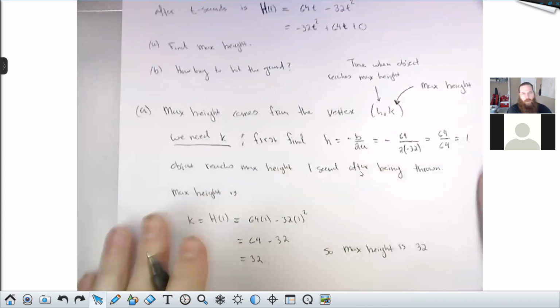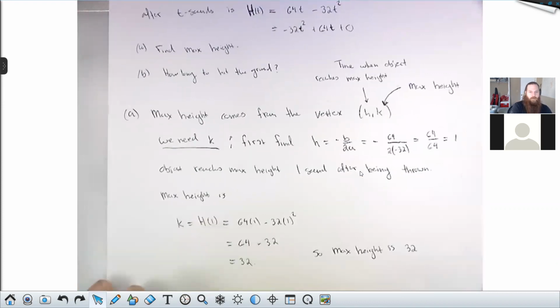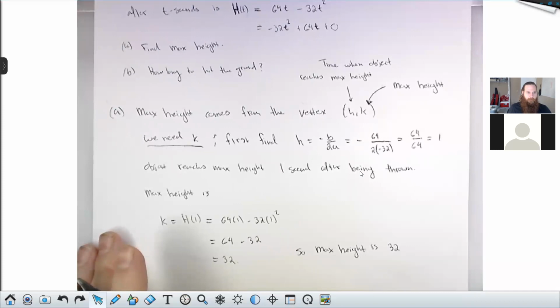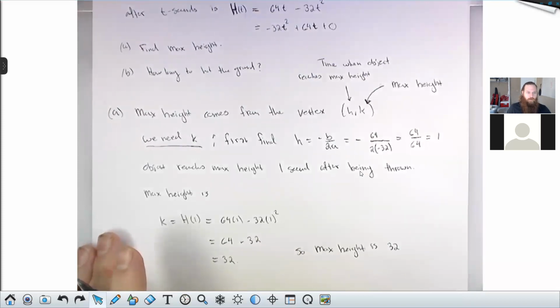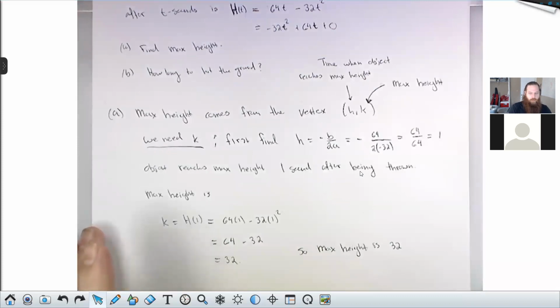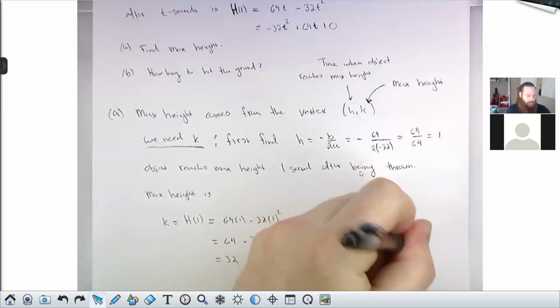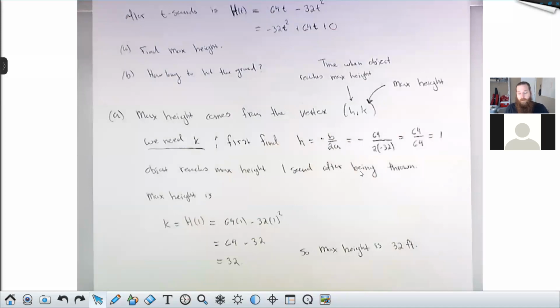32. 32 what? Feet, miles, years, dollars, cats? This is 32 light years? 32 nanometers? 32 Planck lengths? Yeah, feet. Pay attention to the units. I'll tell you this, guys, I'm not a super stickler for units, but the department final for this class really is. Pay attention to your units.